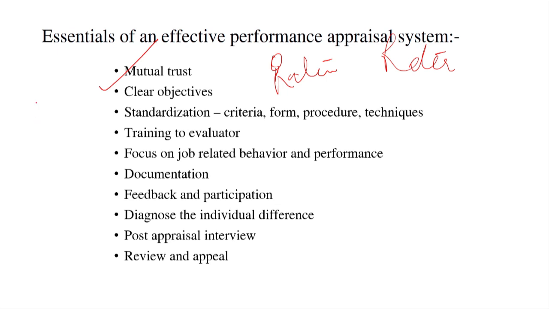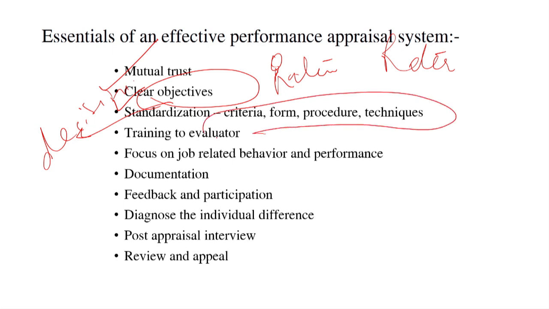Then the objectives of performance appraisal should be very clear: that it is for the purpose of making a decision on the employee, whether the person has to be promoted, whether the person has to be given increments, and so on. Or on the flip side, whether the person has to be terminated or his increments have to be withheld. Then one of the essentials of effective performance appraisal is that there are criteria, forms, procedures and techniques.